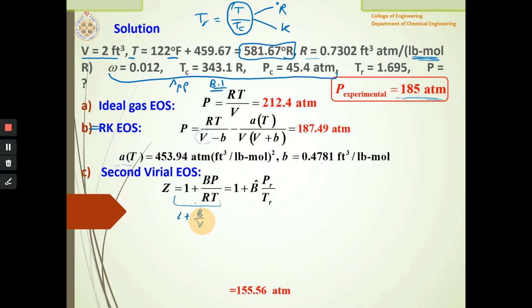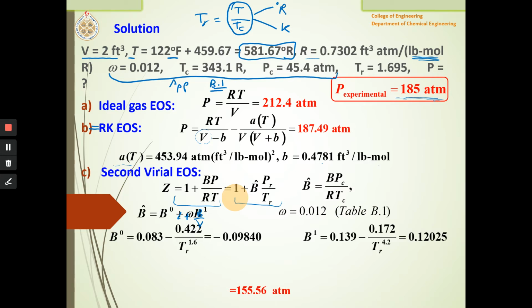1 plus BP over RT is equivalent to 1 plus B caret PR over TR. So you have the choice either to find B caret or B. In either case, you will start with this. Step number 1, you will calculate B naught. And how to get B naught? It's a function of TR. We already calculated TR above from TC. So I just substituted here to get B naught, and I got minus 0.09840. And then I substituted here of TR to get B1.